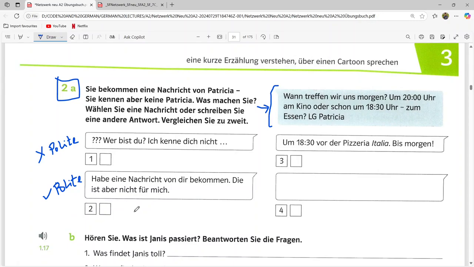Yes. You can choose this one if you want to be polite. If you don't want to be polite, you can choose this one. It's up to you. Next one. Next reply.